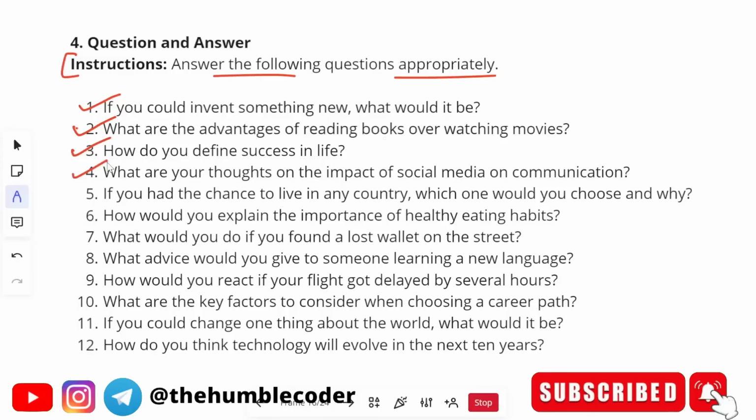What are your thoughts on the impact of social media on communication? Social media has made communication faster and more accessible, but it has also reduced face-to-face interactions and increased misinformation. Moving on to the next question that we have.